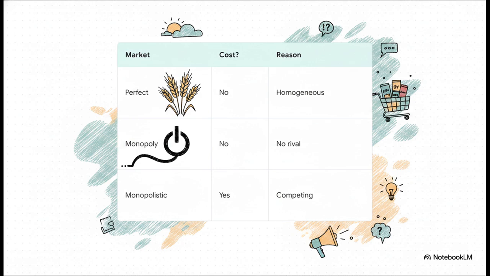Now look at a monopoly, say a state electricity board. Do they have selling costs? Again, no. There are zero close substitutes, so you have to buy from them anyway, right? But in monopolistic competition, yes, selling costs are absolutely vital here. Because they have competing, differentiated goods, they literally must spend money to promote their specific version, or they will simply be completely ignored by the market.